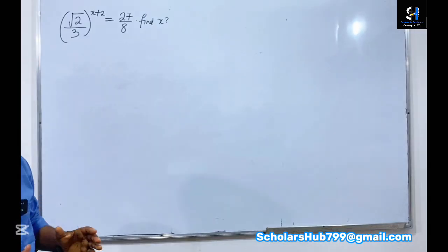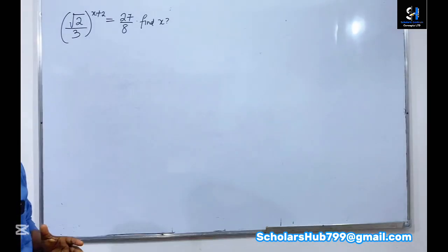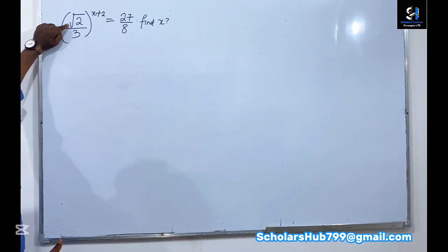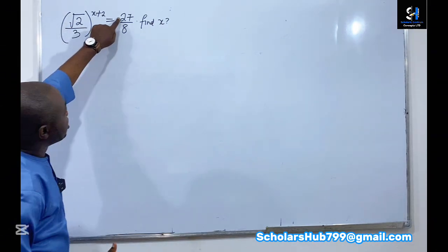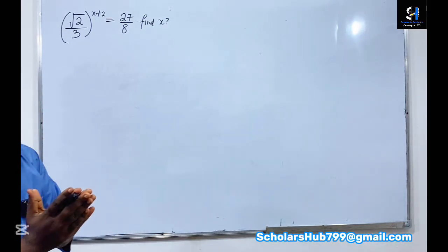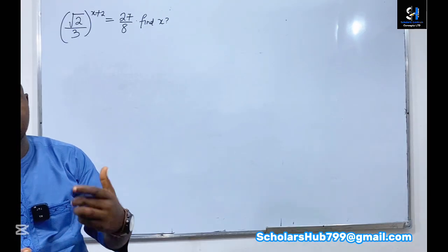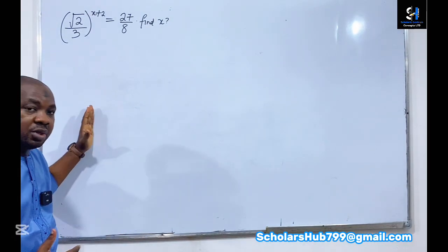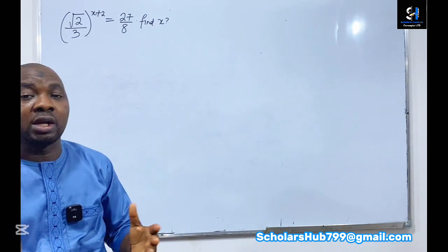But in this case, it will not work, because here we have (√2/3)^(x+2) = 27/8. Of the many ways I tried solving this problem, the fastest is when we apply logarithms.